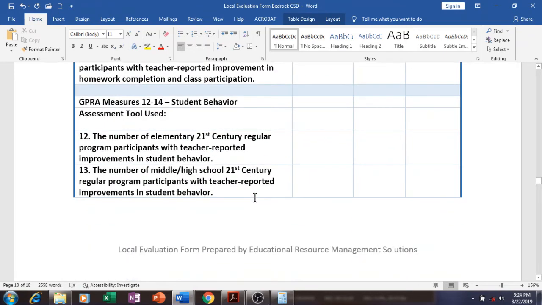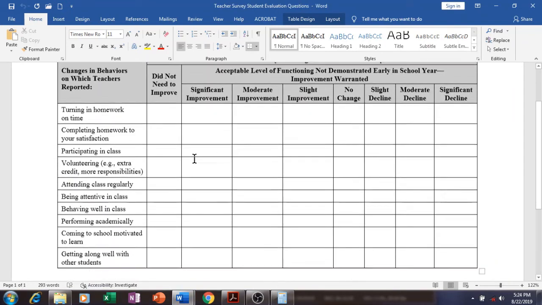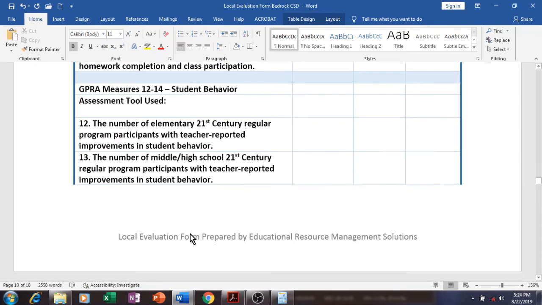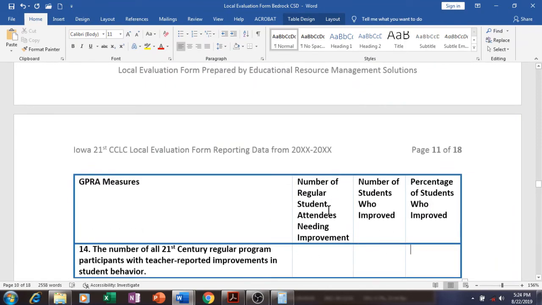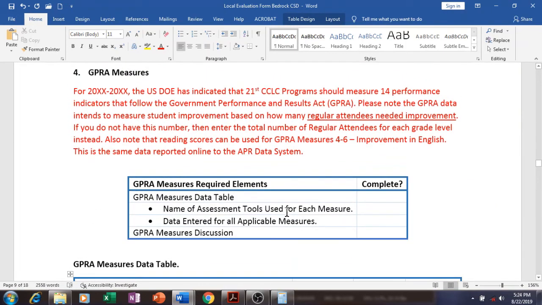The last section on GPRA is student behavior. Once again, we get that data provided by aggregating the teacher surveys, and it's one section, behaving well in class, so there's no controversy on how to figure it. You just enter the numbers just like we did above: elementary, secondary, and a total. That's all there is to filling out the GPRA table. Important things: it's regular attendees, you can use reading for English, and it needs to be the same data that's in the APR system.